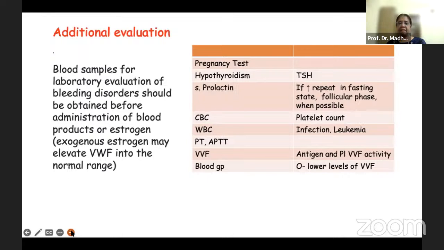Now, this table gives you all the tests, what you should be doing, the very, very basic tests. As I said, the number one test will be the pregnancy test. What I'd like to emphasize is, before administration of blood products or before starting hormones, please estimate the von Willebrand factor, because after starting blood or starting estrogens, this factor may go into the normal range and you may miss this diagnosis in the younger age group.